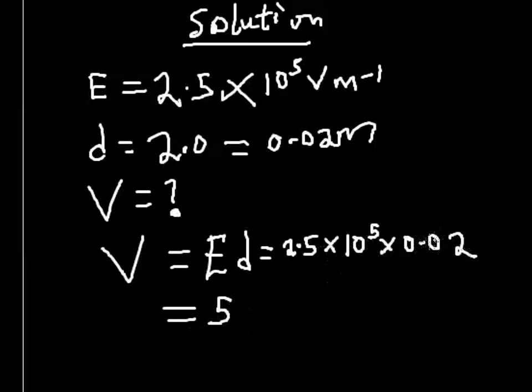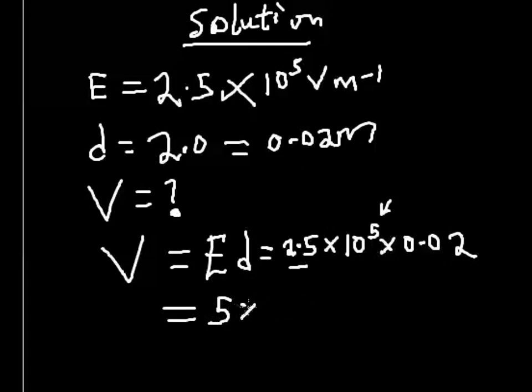Now I have 0.0 before the 2, so I can naturally subtract it from this power of 10. If you know how to do standard form, fine. Or if you can't do it this way, just do 2.5 times 0.02, then simplify and get your answer. Any method that is convenient for you, you just do that.